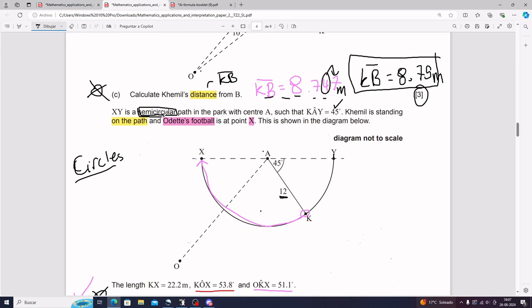You know it's a semicircular path, okay? And they also tell you that Khemil is standing on the path, right? So this K is on the path. And so if this is 12, and the semicircular path has a center A, then from A to K, you're going from the center of the circle to the edge of the circle. Center of circle, edge of circle, 12 is your radius. This 12 is a radius. So that's the first big observation you have to go for.